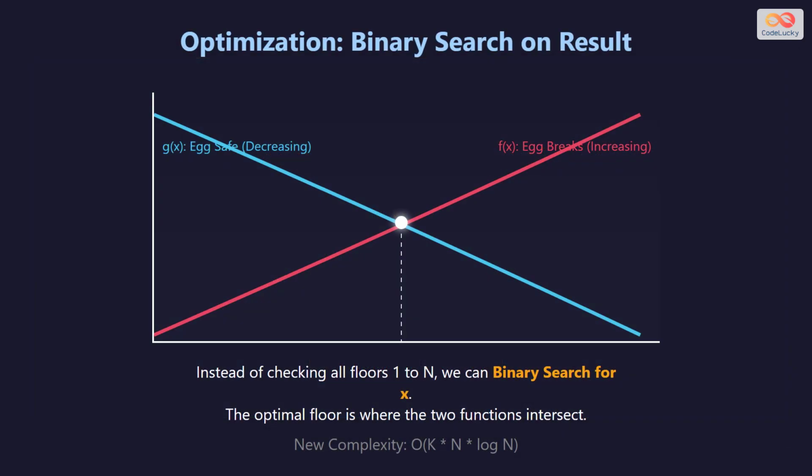We can optimize this. Notice that the egg breaks function increases as we go up floors, while the egg safe function decreases. The optimal floor to drop from is where these 2 functions intersect. We can use binary search to find this intersection point, reducing our time complexity to O(k times n times log n).